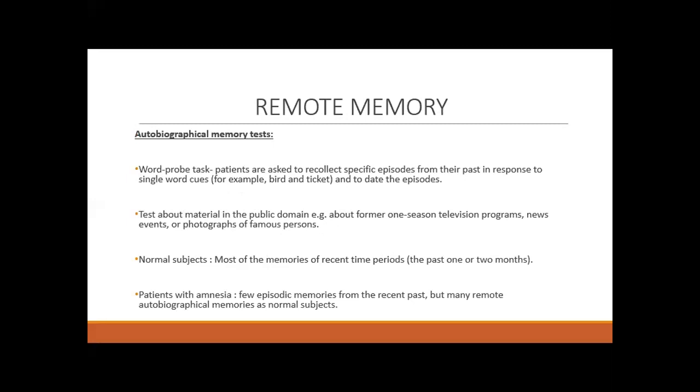Tests can also cover material in the public domain, for example former one-season television programs, news events, or photographs of famous persons. Normal subjects have most of their memories from recent time periods, the past 1 or 2 months. Patients with amnesia have few episodic memories from the recent past, but as many remote autobiographical memories as normal subjects.